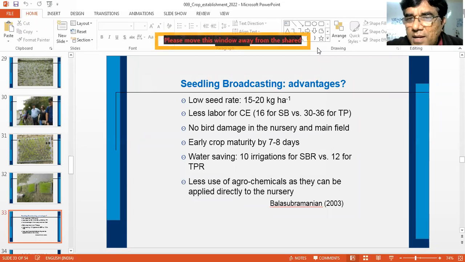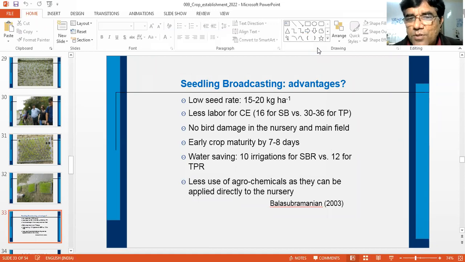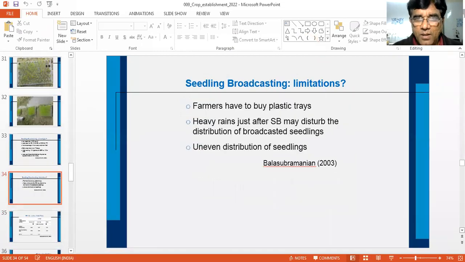No bud damage in the nursery and main field. Early crop maturity by 7 to 8 days. It has been reported by people. Water saving, 10 irrigations for seedling broadcast and 12 for transplanted rice. So some water saving has been reported. Less use of agrochemicals as they can be applied directly. So there are some advantages here and there over the puddle transplanted, manually transplanted.